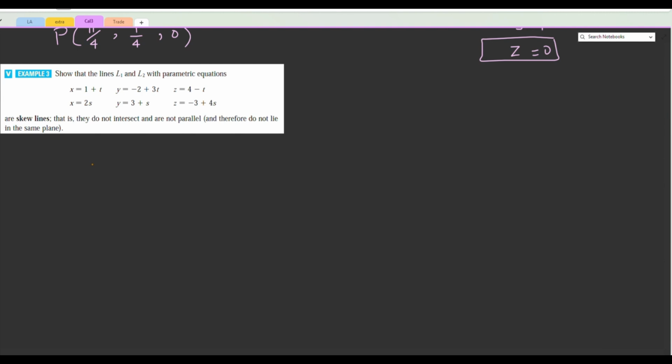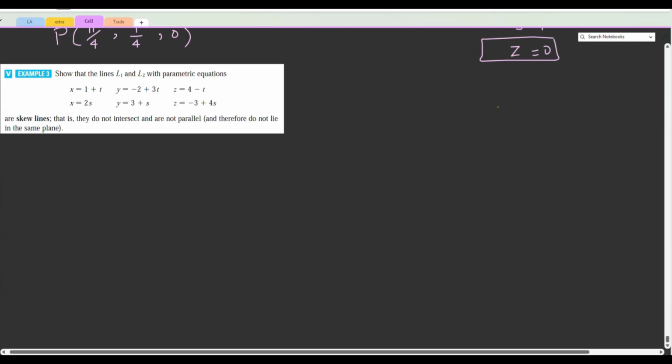Before solving the next example, I will explain something to you. Suppose that we are in a 2D space. 2D space means we are in an XY plane. Here we have X, Y. So if we are given two lines in R2, R2 meaning the XY plane, then there are two possibilities.